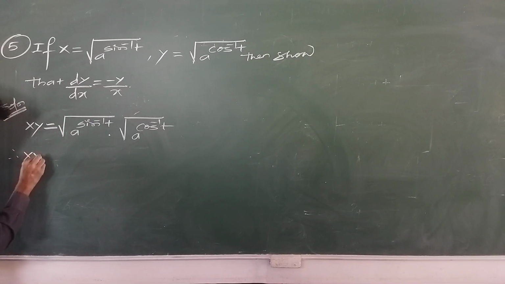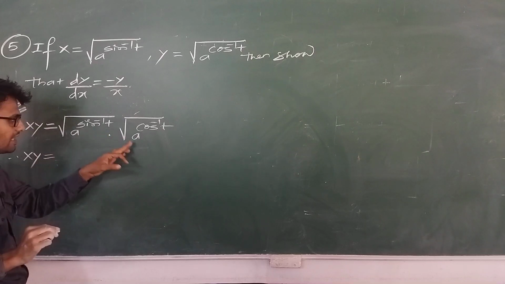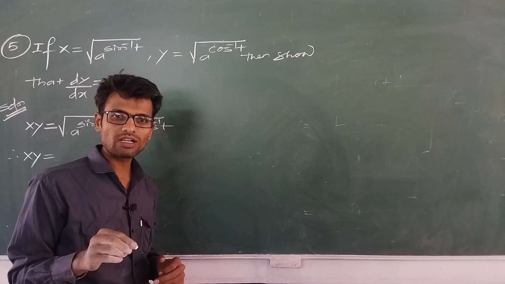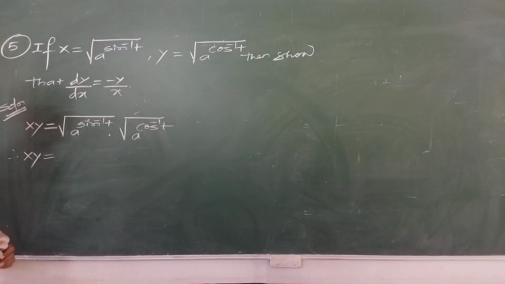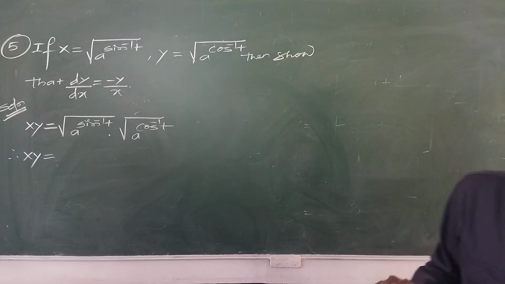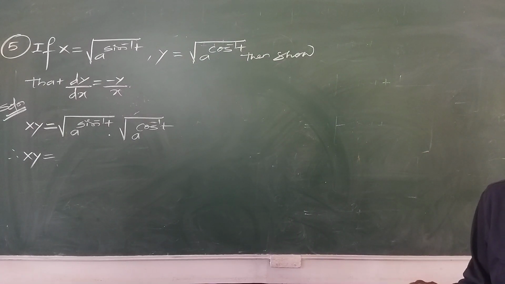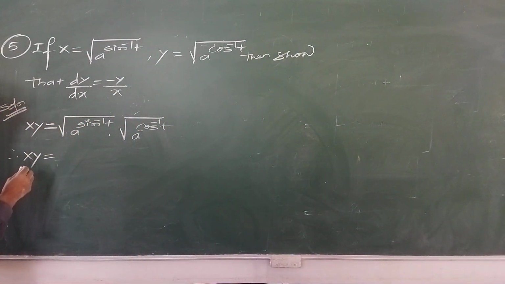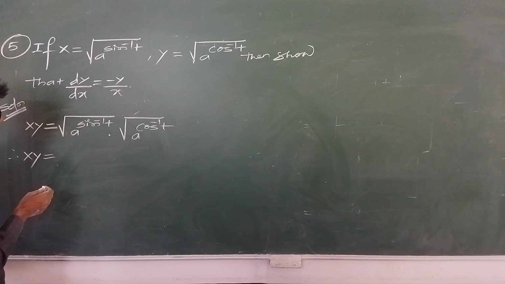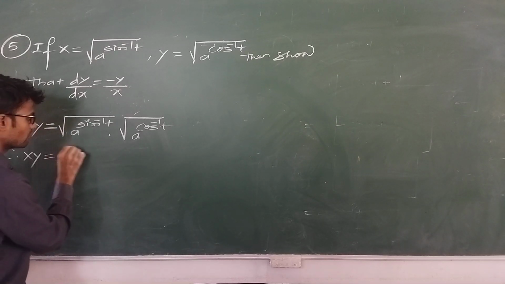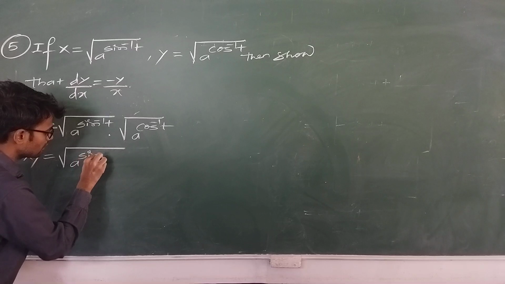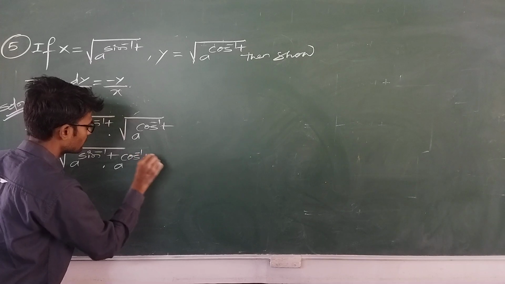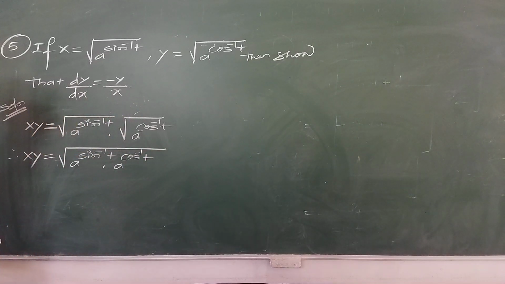So therefore, I will write xy is equal to square root of a raised to sin inverse t into square root of a raised to cos inverse t. Square root of p into square root of b is square root of pb. So now see, xy is equal to square root of a raised to sin inverse t into a raised to cos inverse t.